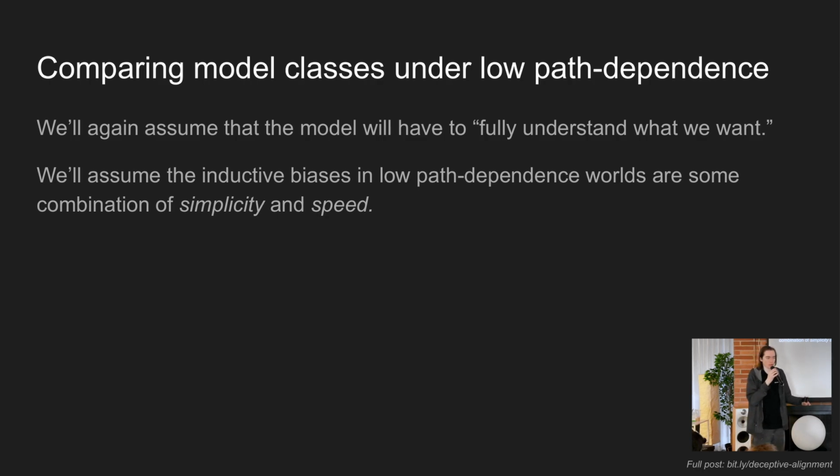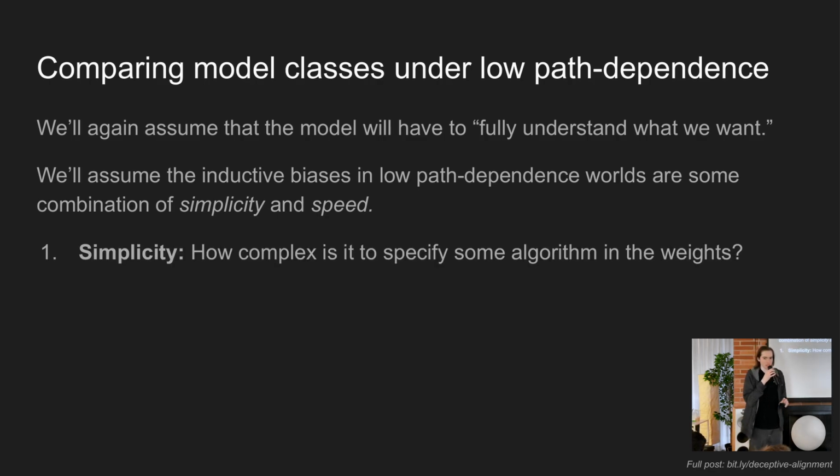What does it mean for an algorithm to be structurally simple? In particular, we're going to isolate two things, which I alluded to earlier: number one is simplicity and number two is speed. So what is the difference between these two things and what do they really mean? It's a little bit tricky, so I'm going to try to unpack them.